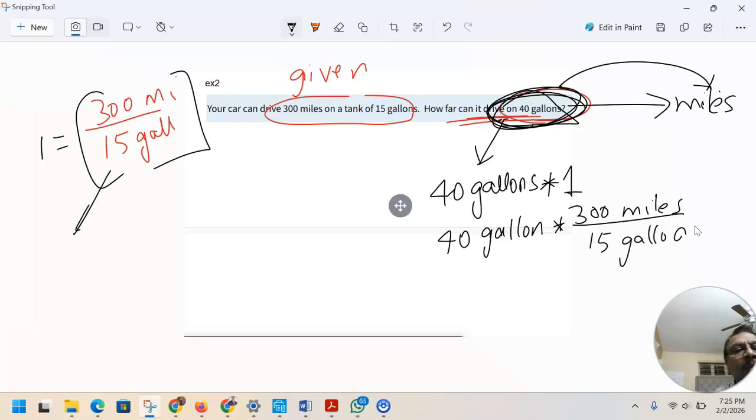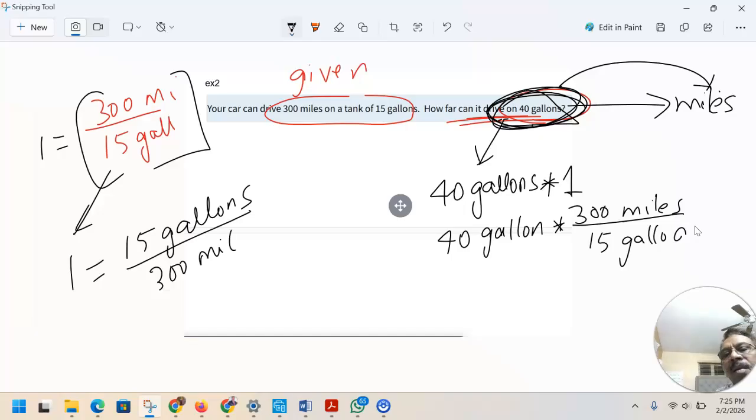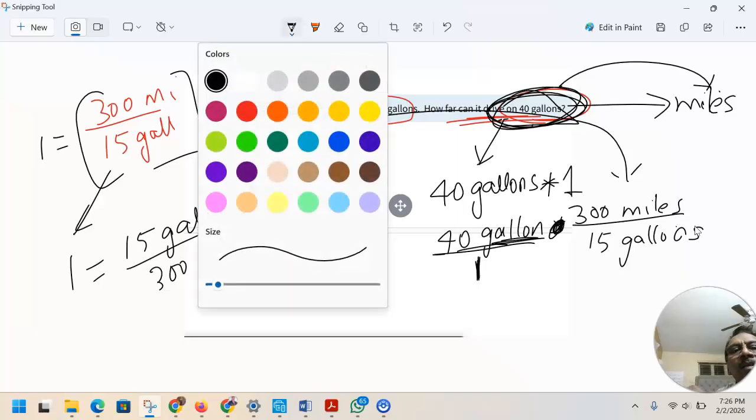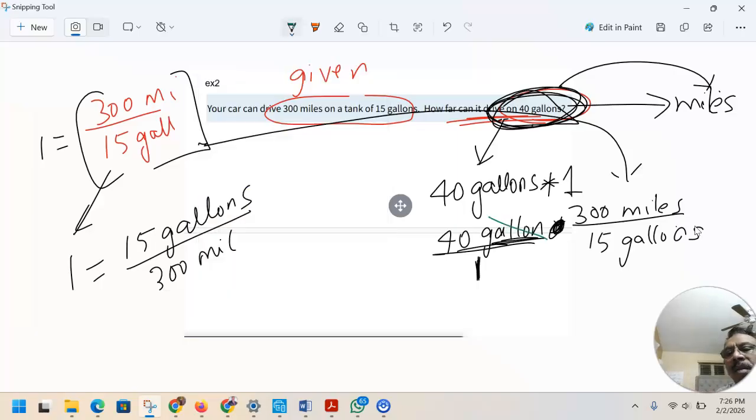Now everything depends on this: you could also write 15 gallons up top and divide by 300. It depends on what the question is. Now, because the gallons is here, which is numerator divided by 1, there's nothing here, means 1. So what I'm doing is I'm trying to get gallons in the denominator. So I'm going to use this piece here. That way we can cross out the gallons and the gallons.